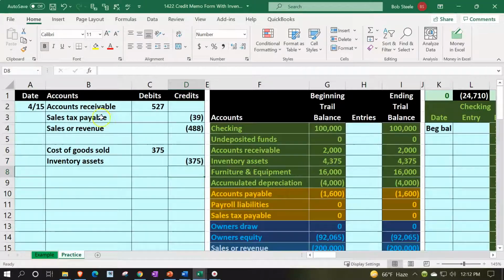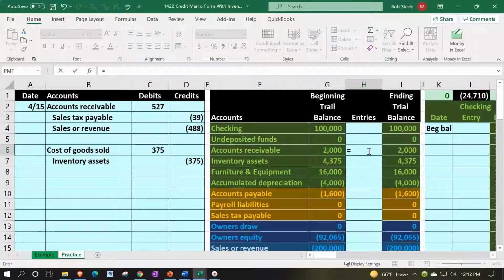Let's do some indentation here and here. Alignment, indent, and then indent the credit down below. There's our transaction related to the invoice. Let's record it first to the trial balance. Here's the accounts receivable. I'm going to record that here.